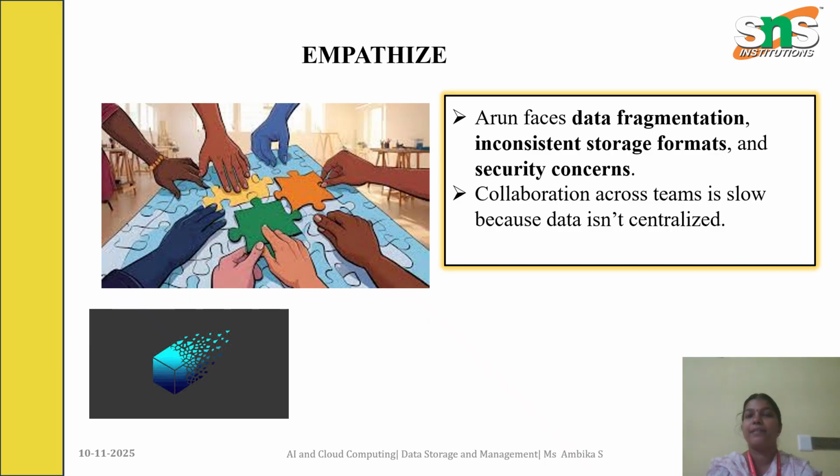So let us empathize with this problem. He faces data fragmentation. Data fragmentation is nothing but dividing or splitting the data table into pieces, and it also follows inconsistent storage formats. That is, the same types of data are stored in multiple places, which also causes some security concerns. Collaboration across the teams is also very slow because the data is not centralized.